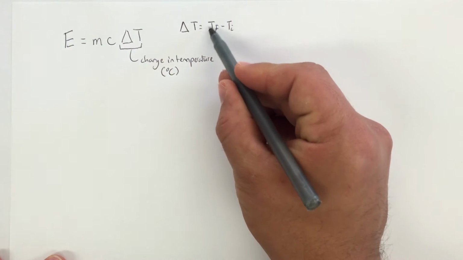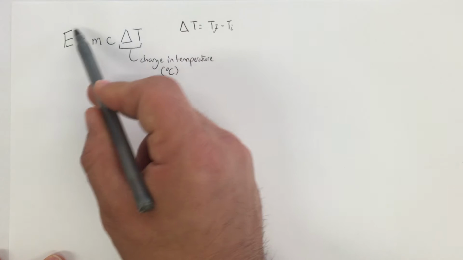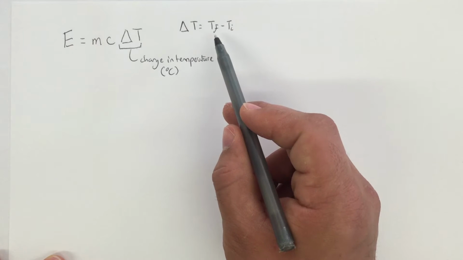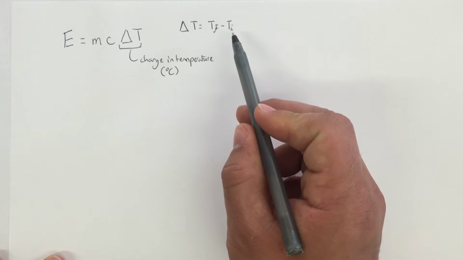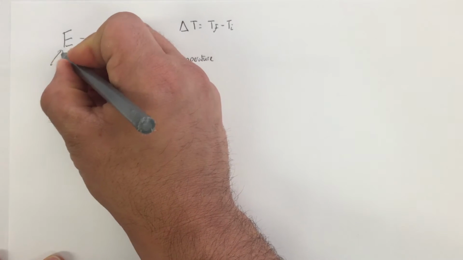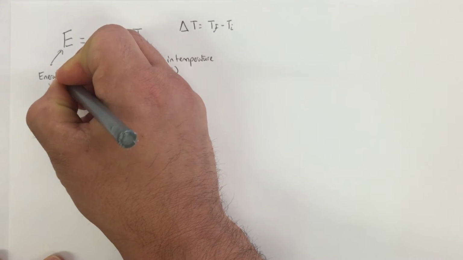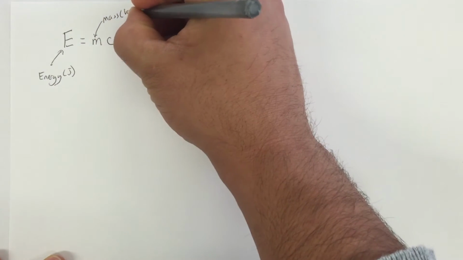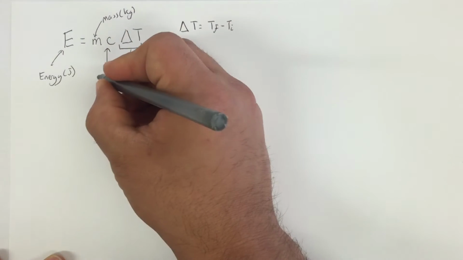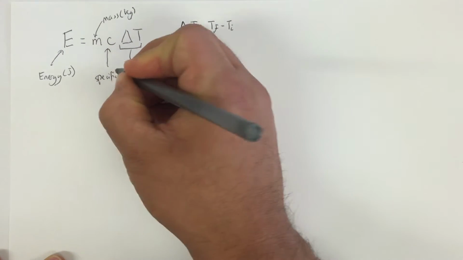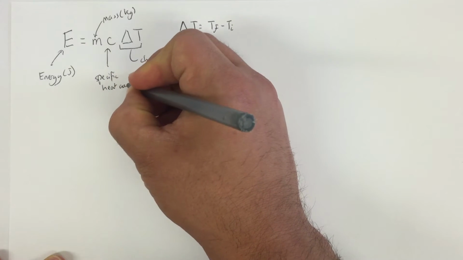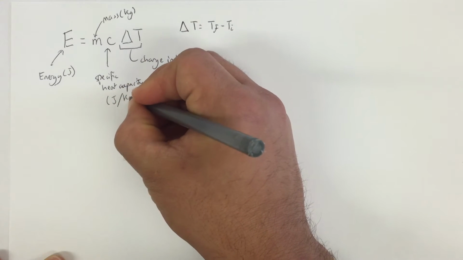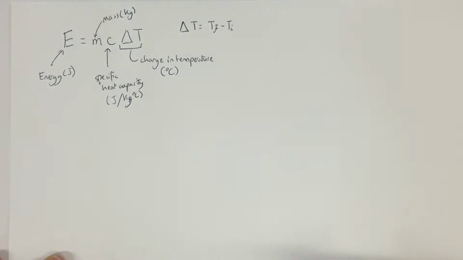So sometimes the question will be calculate the final temperature, and so you have to use the E equals mc delta T equation to work out the change in temperature, and then you have to add it to the initial temperature to work out the final. So we have energy as well, which is always measured in joules. We have mass, which is in kilograms, and then that gives us specific heat capacity, which has units of joules per kilogram per degree C.